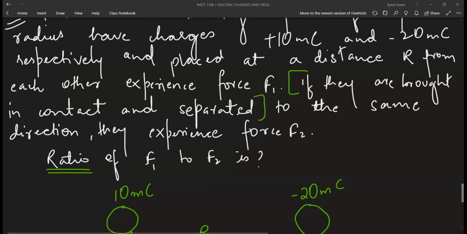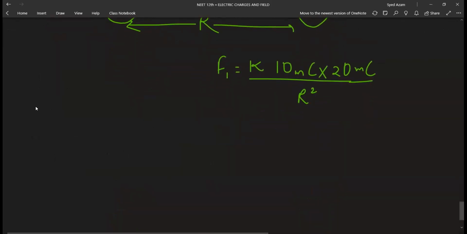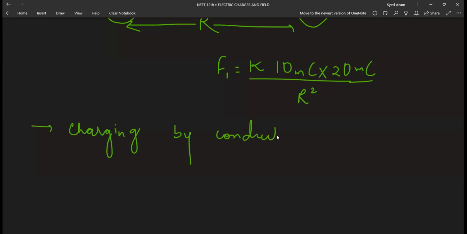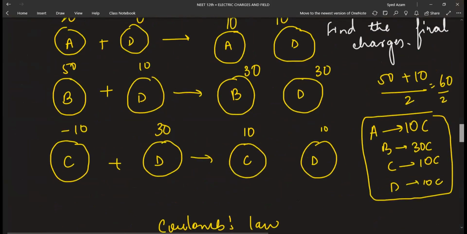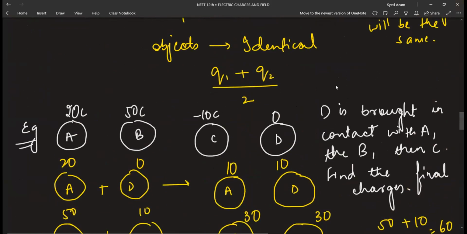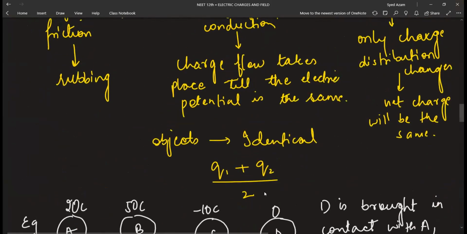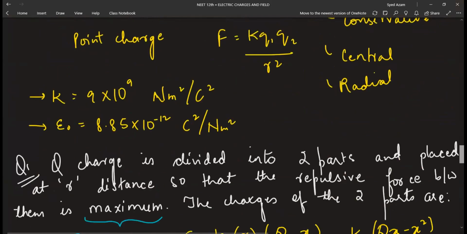Yeah, I think I wrote it somewhere. See, have you heard of this? Charging by conduction. Yes, charging by conduction. We discussed it in the first class, what are the methods of charging. So when the bodies are identical, how are the charges transferred? So Q1 plus Q2 by 2.